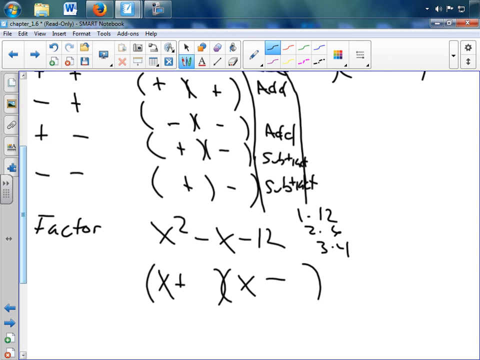Now remember, the signs are different here. So we have to subtract the factors. Which factors subtract to give you 1? 4 and 3. Now it's important where you put them. What sign is this? Which one is the biggest factor, 4 or 3? 4. 4 will always go with whatever sign this is. If this is negative, the 4 goes with the negative and the 3 goes here. If this sign was positive, it would have gone to here. Okay? That make sense?